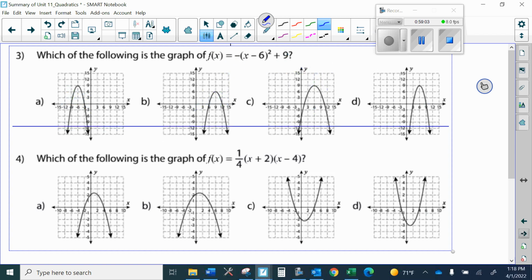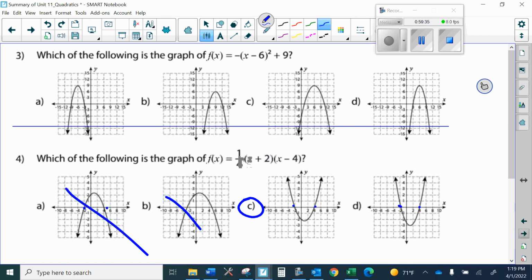Okay, how about here? X-intercepts, negative 2 and positive 4. There's negative 2 and positive 4. That's not negative 2, positive 4. Negative 2, positive 4. This is a 1/4, so it opens up. You can't open down. So now we're down to these two. Now remember 1/4 tells me it's going to be wider, so it shouldn't be a narrower one. So I'm pretty sure it's going to be that one right there.